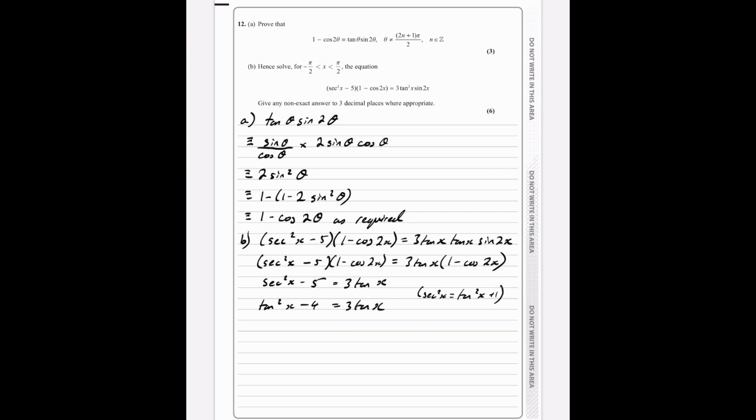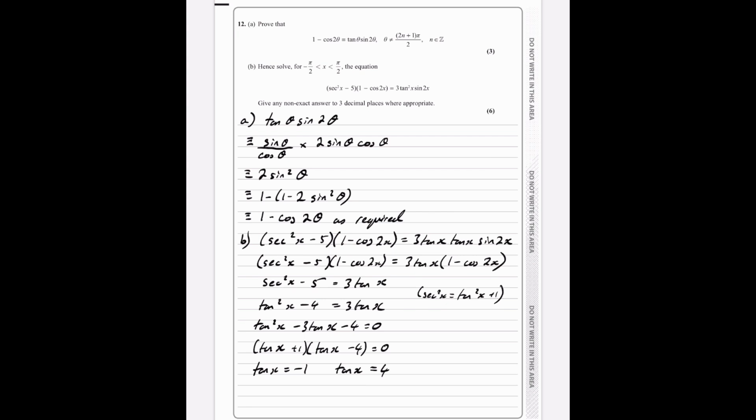So I'm going to use the trig identity sec squared x equals tan squared x plus 1, replace the sec squared x with tan squared x plus 1 to make it tan squared x minus 4 equals 3 tan x. Bring the 3 tan x onto the left and we get a quadratic in terms of tan x we can factorise. Factorises nicely to tan x plus 1 times tan x minus 4. And so the two solutions come out from tan x being equal to -1 and tan x equals 4.